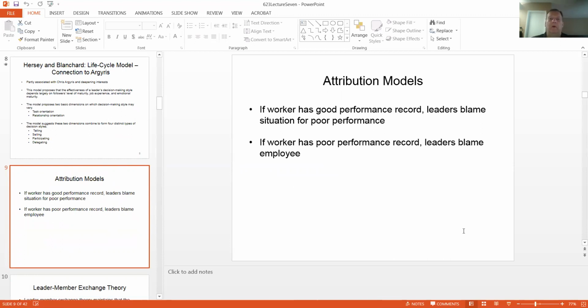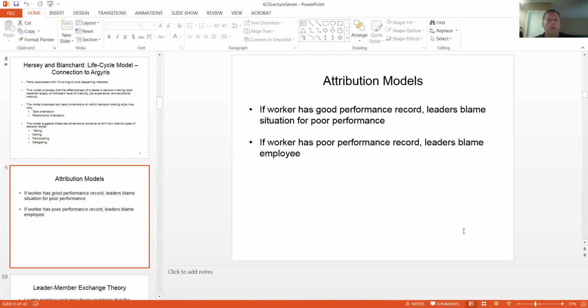Attribution theories. So another category of leadership theories. Those leadership theories taken together will say that leaders will treat employees based upon the track record of that employee. That they will attribute, and they will place blame either on the person or the situation, depending upon the employee's performance record. So if an employee has a good performance record, but something goes wrong, the leader is much more likely to blame the situation as opposed to the employee. They will attribute the problem to the situation rather than attributing it to the employee.